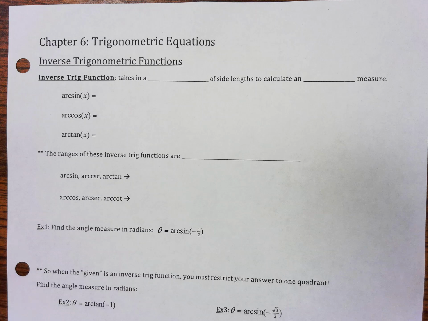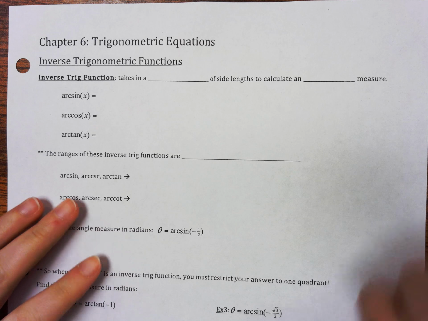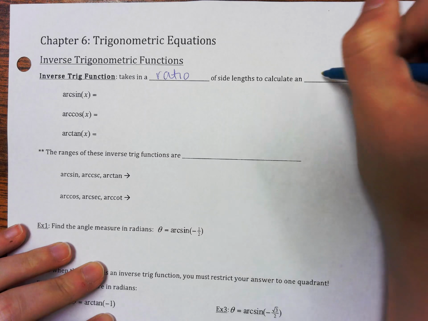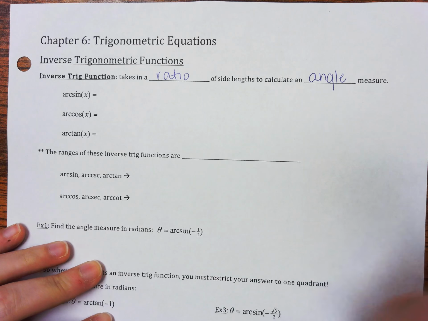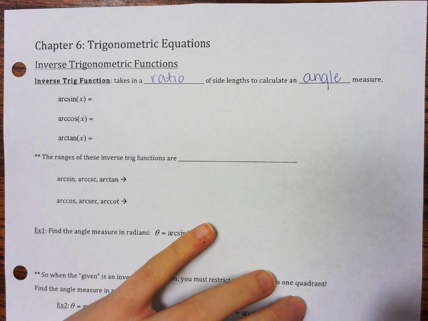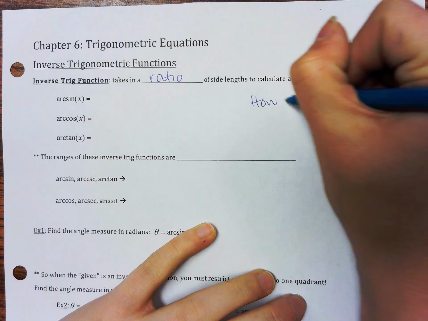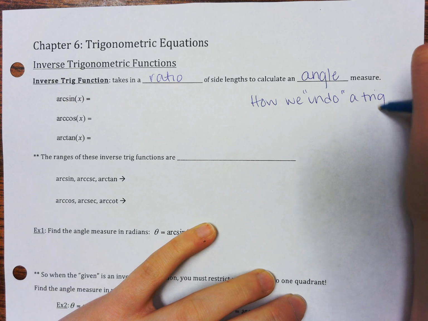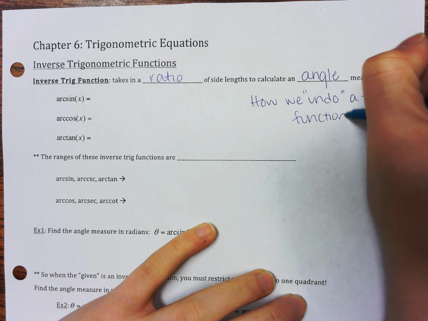Okay, so this next section is all about inverse trig functions. We've talked about inverse trig functions before, though it's been a while. If you remember, an inverse trig function takes a ratio of side lengths to calculate an angle measurement. In other words, instead of evaluating sine or cosine of the angle and getting a ratio back out, we're doing it in reverse. It's how we undo a trig function. It's the opposite of that.